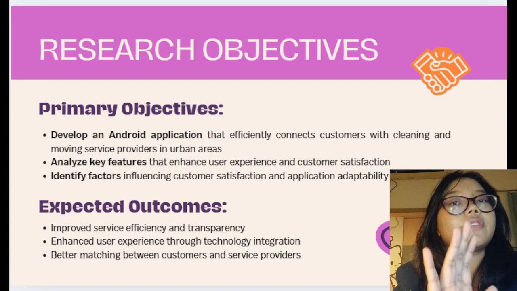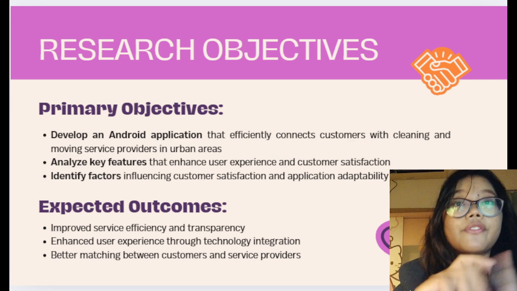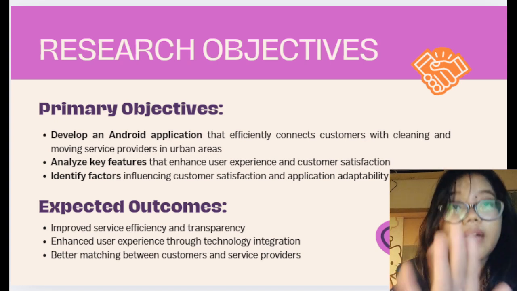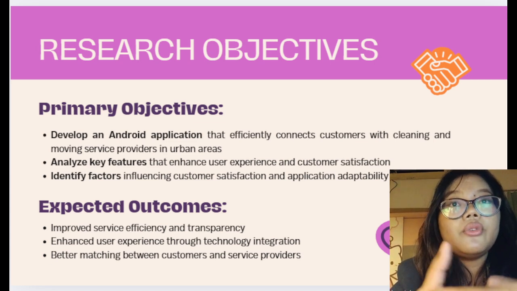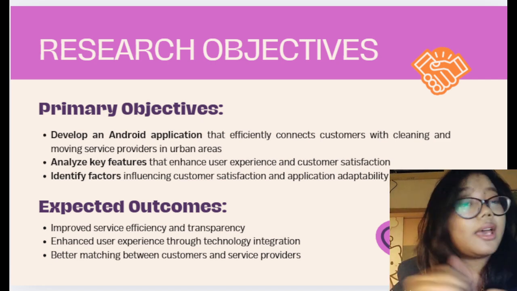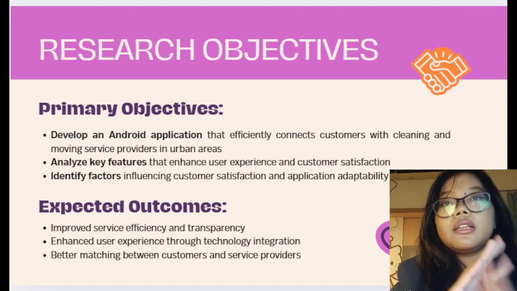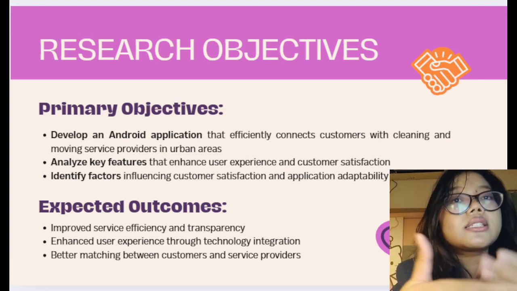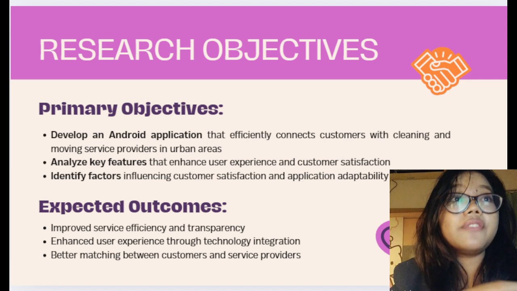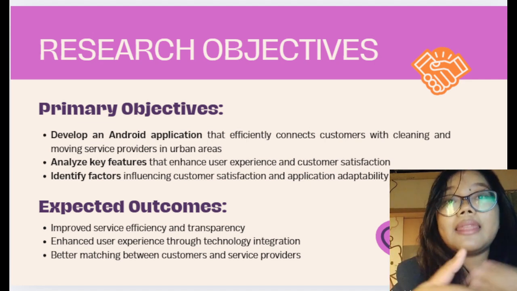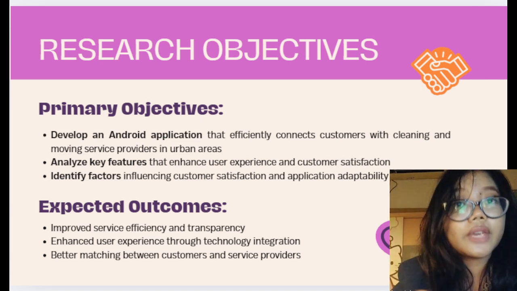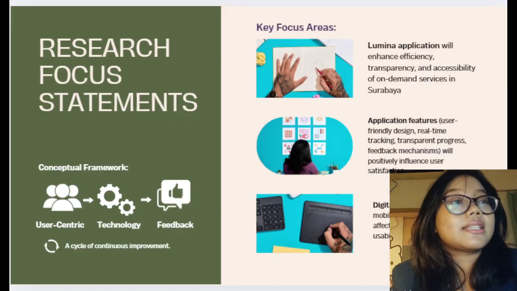Okay, we have the research objective here. This study has three main goals. The first one is to build a mobile app that directly connects users to service providers efficiently. The second is to explore which features really matter to users. Think simplicity, responsiveness, and quality. And the third one is to understand what influences customer satisfaction and how we can design the app to be adaptable. If these objectives are successful, we expect the app to make the whole service experience smoother, more transparent, and a better fit for user needs.